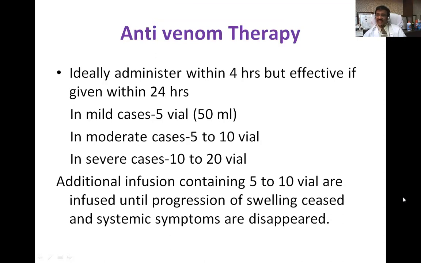Anti-snake venom therapy administered within 4 hours is more effective, but at least before 24 hours you have to give it, so that you will get good results. In milder cases, you may require 5 vials. In moderate cases, 5 to 10 vials. In severe cases, you require 10 to 20 vials. Then additional infusion also you will require, depending upon the severity of signs and symptoms.